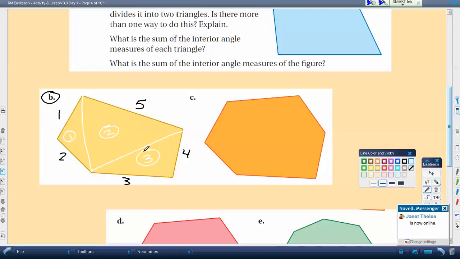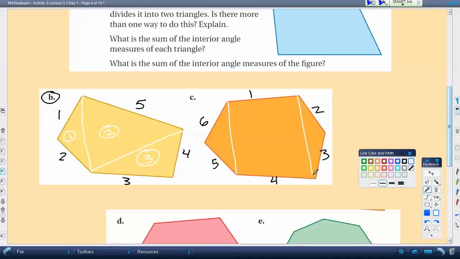A 6-sided figure, if we continue, we look at part C. This has 1, 2, 3, 4, 5, 6 sides. So that polygon, a 6-sided figure, or a hexagon, can actually be divided into 4 triangles. And you could cut these in different ways to create your 4 triangles.